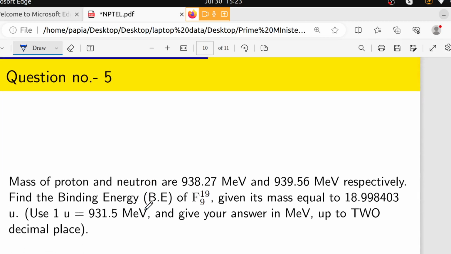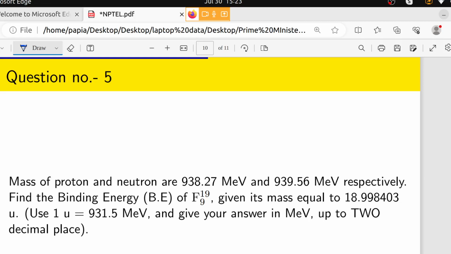Now coming to the fifth question. It is a little bit tricky, not that much, but a little bit. In that question, what is asked: the mass of proton and neutron are 938.27 MeV and 939.56 MeV respectively. It is already given. That means proton mass and neutron mass are already given. Find the binding energy of fluorine 919.